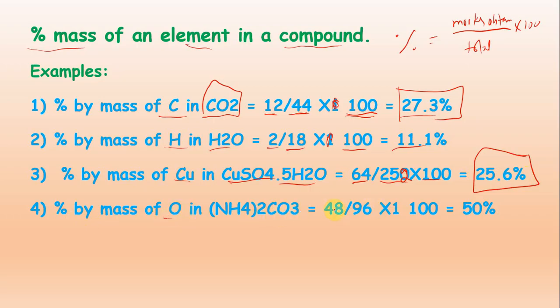Then percentage by mass of oxygen in ammonium carbonate. So what is the percentage of the oxygen? Oxygen 3, 16 multiplied by 3, 48. Then the total mass of this compound will be 96, and then multiply by 100. So we will get the answer, that is 50 percentage.